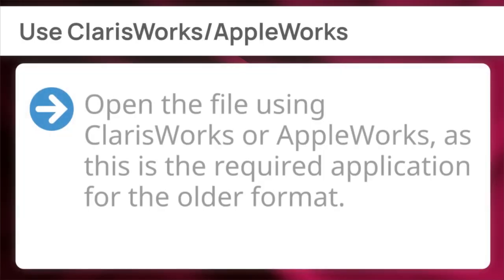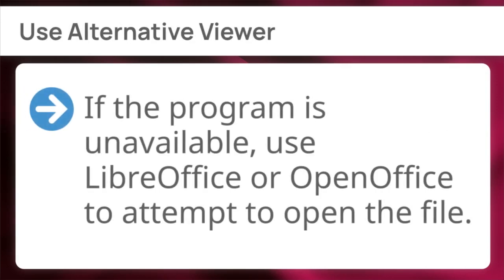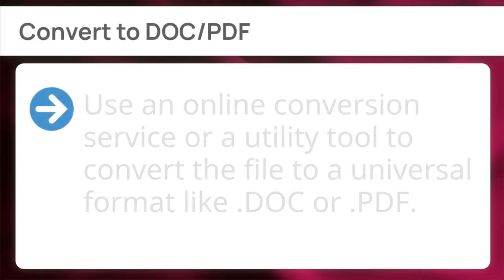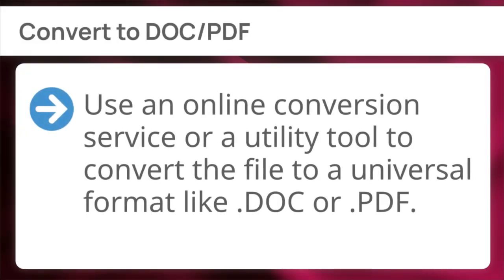First, use ClarisWorks/AppleWorks. Open the file using ClarisWorks or AppleWorks, as this is the required application for the older format. Next, use Alternative Viewer. If the program is unavailable, use LibreOffice or OpenOffice to attempt to open the file. Finally, convert to .doc or PDF. Use an online conversion service or a utility tool to convert the file to a universal format like .doc or a PDF.